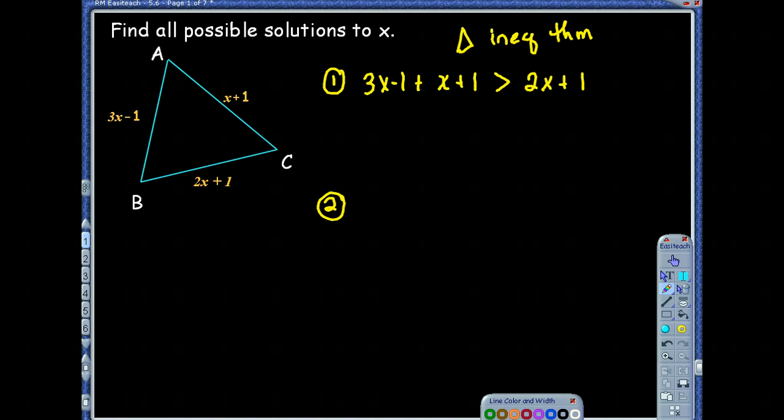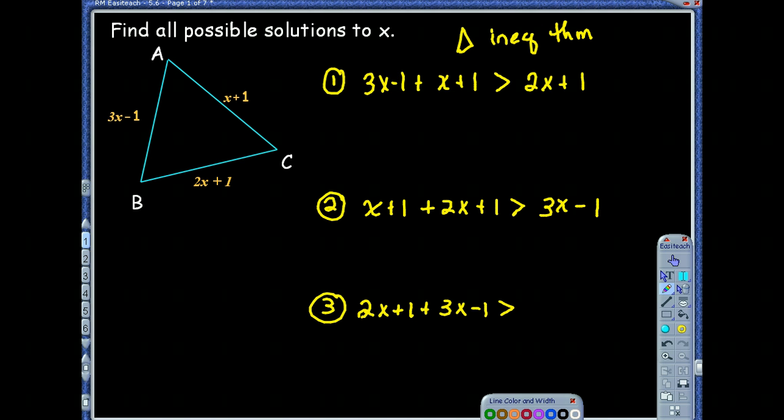So let's do x plus 1 and 2x plus 1 should be greater than 3x minus 1. And for the last one, let's do 2x plus 1 plus 3x minus 1 is greater than x plus 1. So any two sides added together have to be greater than the third.